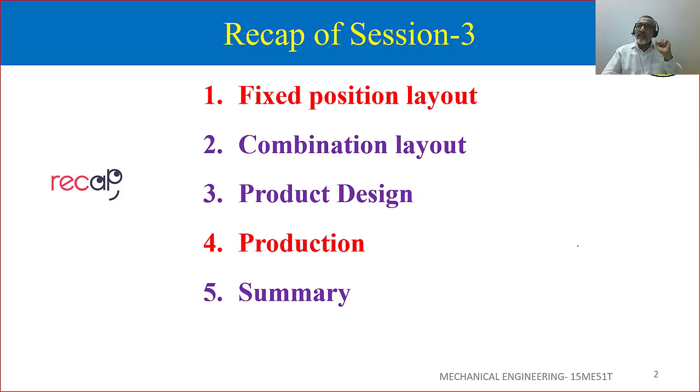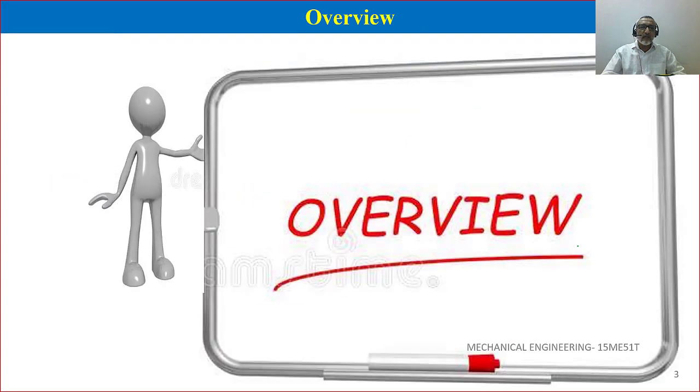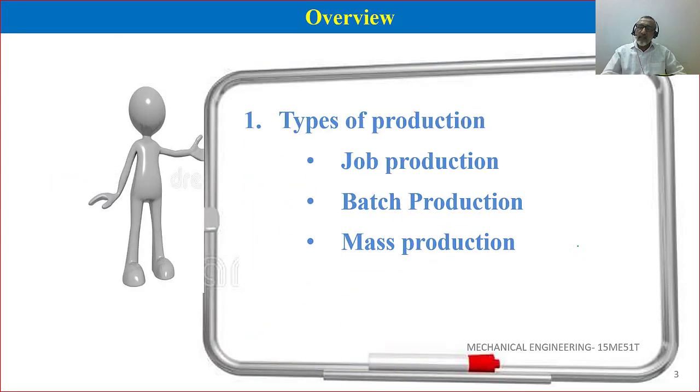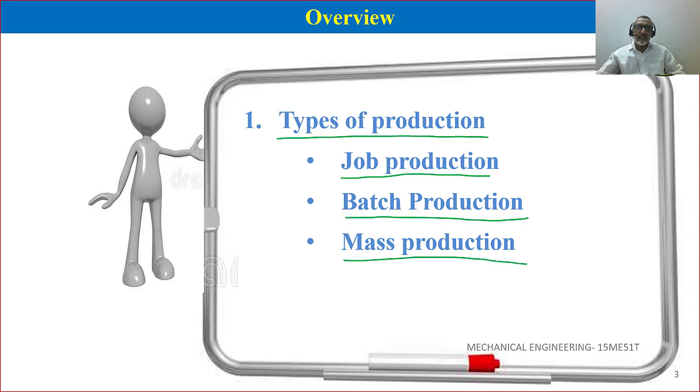Now let's have a quick overview of the content which we'll be discussing in today's class. In today's class, we will start with the types of production. Basically, there are three types of production. One is what is known as job production. Second one is known as batch production. And third one is known as mass production.